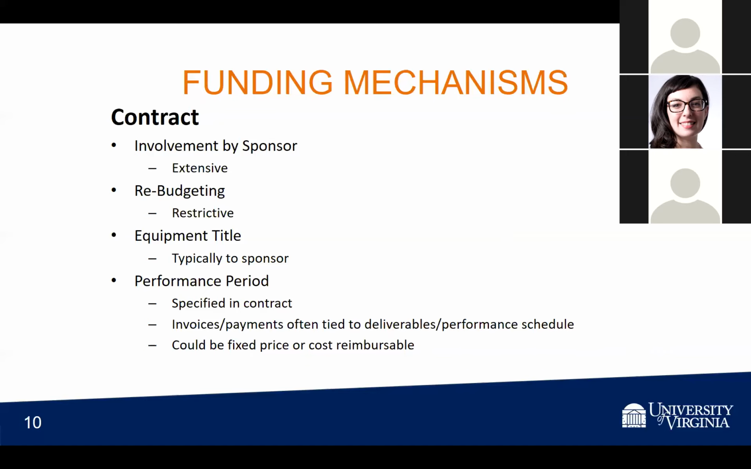And so it would make sense that some of these things would benefit the government, such as any equipment being purchased to carry out the same for the government. They might want title to that at the end. The performance period is going to be specified in the contract. Invoices and payments could often be tied to deliverables or performance schedules. There's also the possibility it could be fixed price, could be cost reimbursable. It really depends on the funding announcement. But both of those options are there.